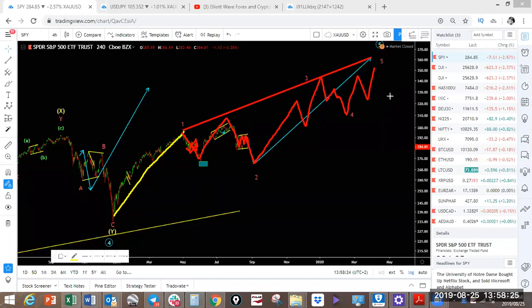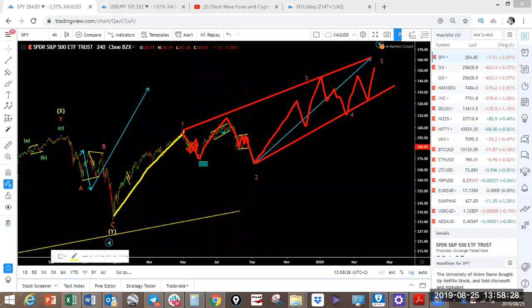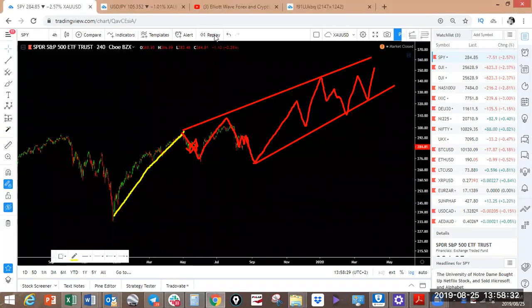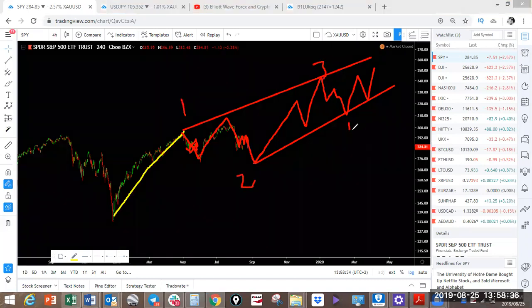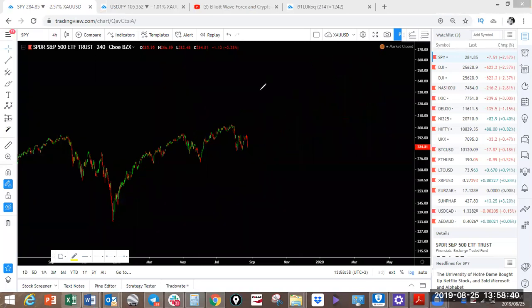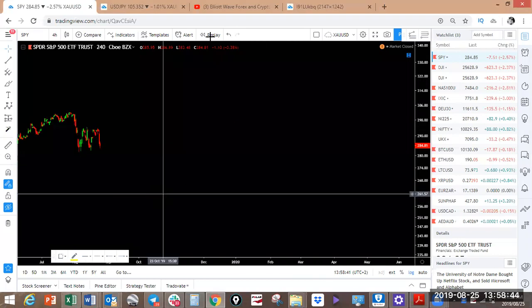But looking at this, you can already see that it's going up slowly. So there's a high likelihood that we start making that diagonal, and that is what it's going to look like: 1, 2, 3, 4, 5, ending diagonal. So let's watch what happens. So the next immediate trade that we're going to be looking at is for this to break lower here.